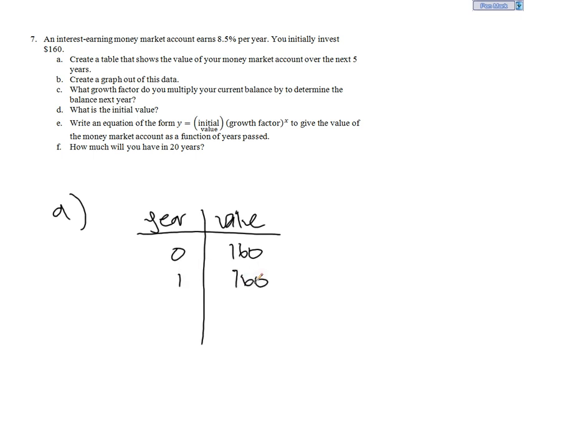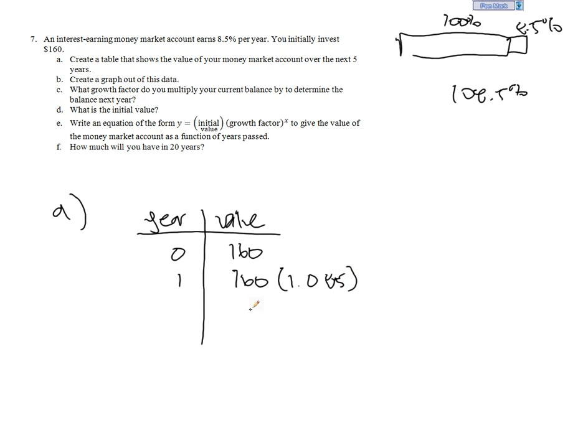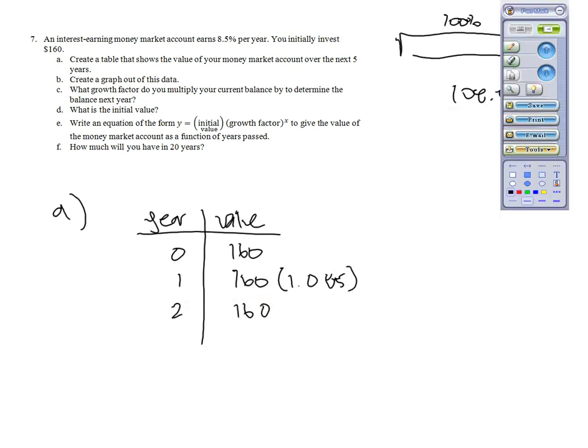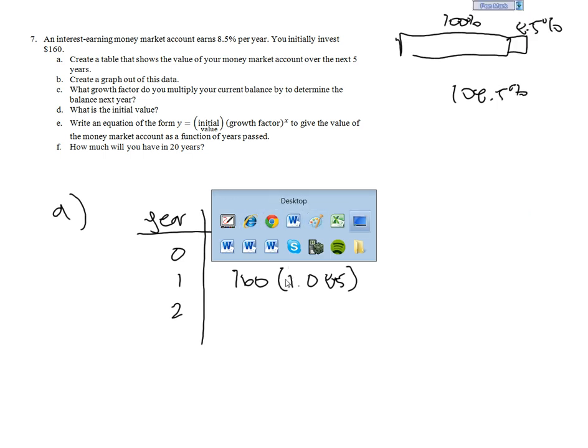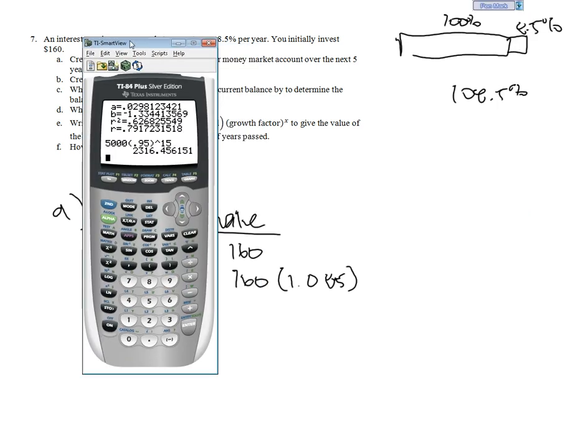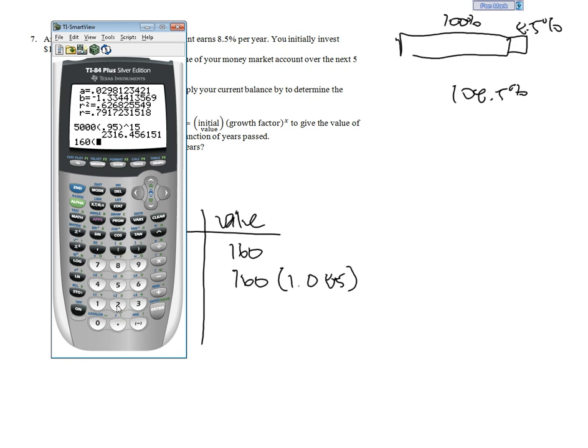1 year later, it's going to be 8.5% bigger. So if it's 8.5% bigger, that means it's going to be 100% of the original plus an extra 8.5% for a total of 108.5%. Well, that as a decimal would be 1.085, and so we would repeat this for every year, with the exception that the amounts are starting to get bigger and bigger. So we would take 160 times 1.085, giving us 173.6.